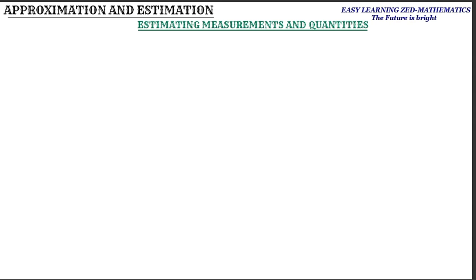So before we start estimating measurements and quantities, let's define what estimation is. To estimate is to make an approximate calculation or judgment of weight, time, height, etc. So it's just an approximate. To estimate is just to give an approximate of something, not the exact amount, but a figure that is close to the exact amount.